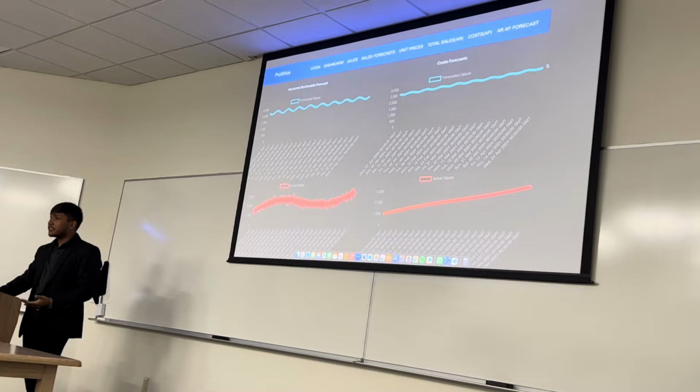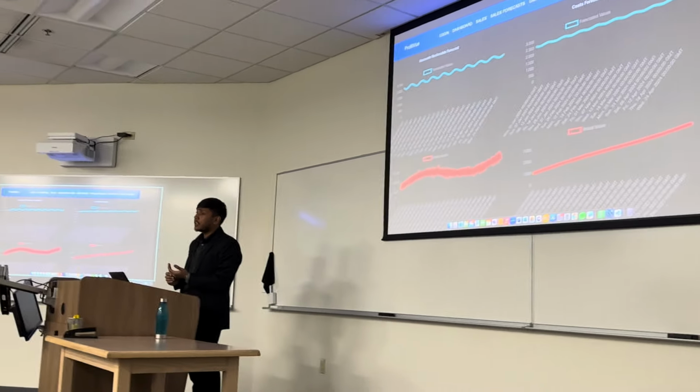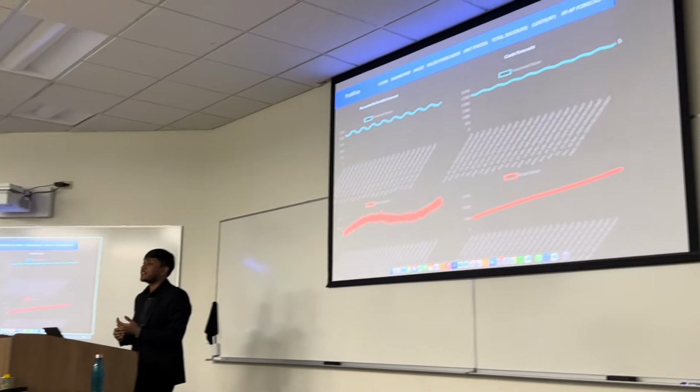So Nafis, something really important to point out is that the timescales for the red curves are different than the blue curves. Yeah.